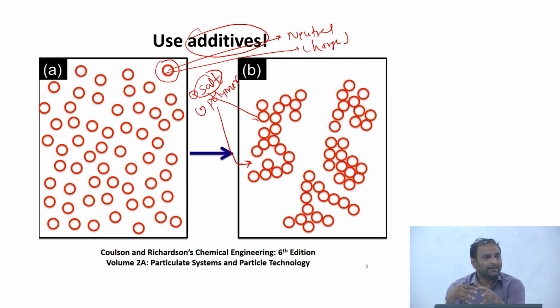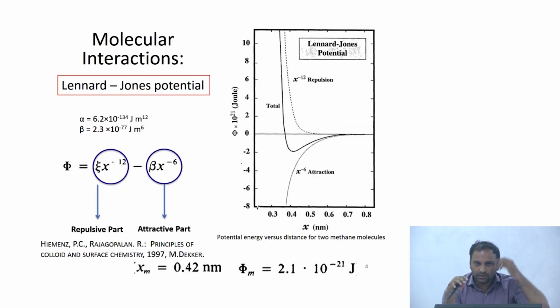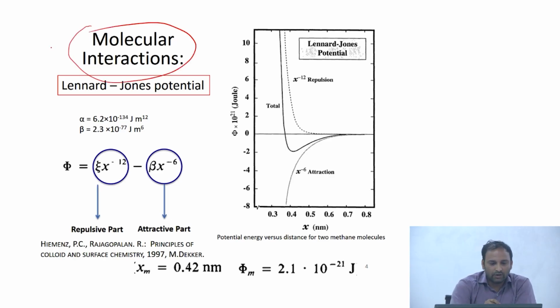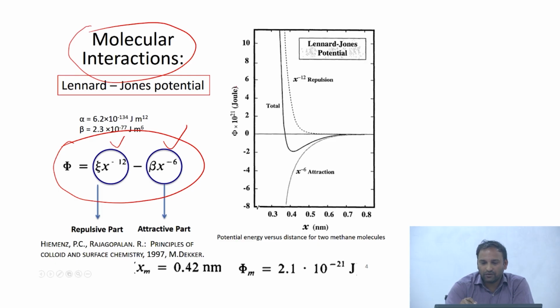Now, I've added an additive. How does it work? The way all these additives work is that they basically change what are called interparticle interactions, similar to the intermolecular interactions we talked about, where we discussed the Lennard-Jones potential, which has a repulsive part and an attractive part. And that's a plot of how the potential varies as a function of separation.